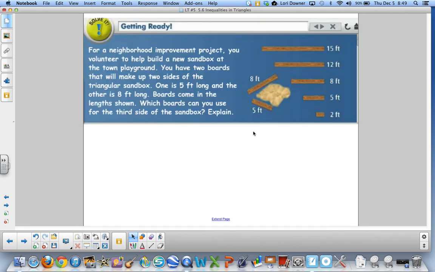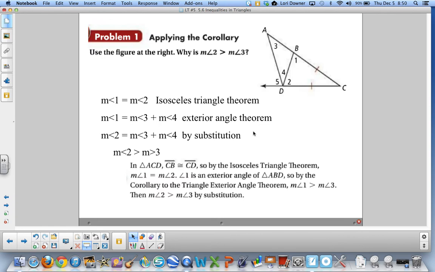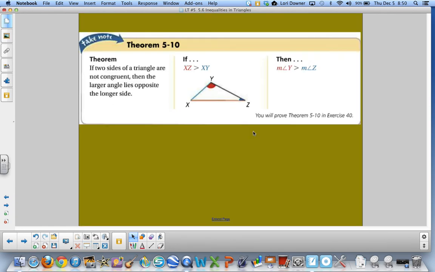Now we're going to write that down on our purple sheets. It's Theorem 5.10, and it says if two sides of a triangle are not congruent, then the larger angle lies opposite the longer side. And we just saw that. So pause the movie, add this to your purple sheets, and press play when you're finished.